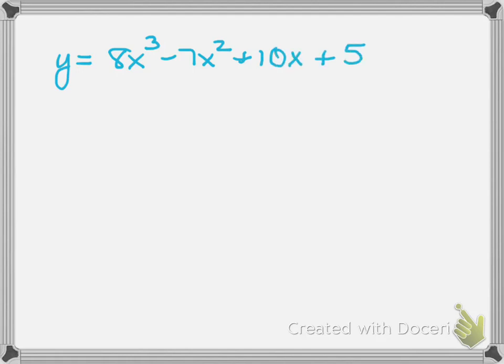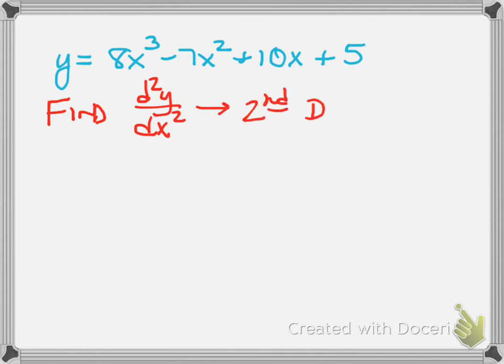So let's look at example 1, which says y equals 8x to the third minus 7x squared plus 10x plus 5. This is kind of new notation for us, so we have to get used to it. It says find y double prime. Make a note of this, and you can see it in the table above. It just means second derivative. So what does that mean for you?